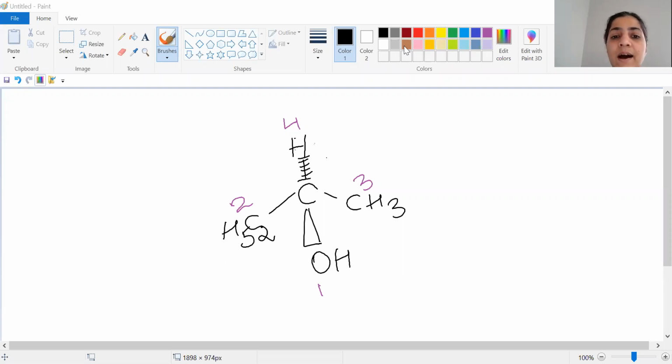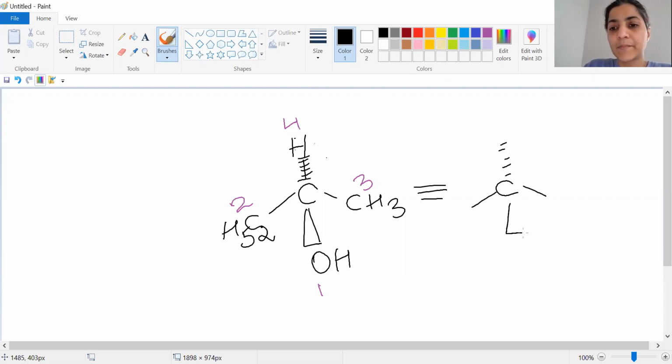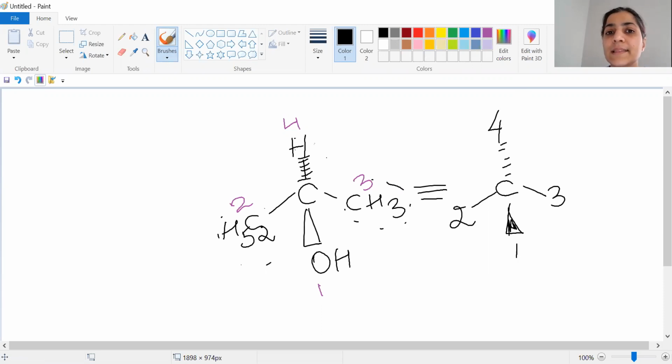Let's just say I have this molecule and I want to rewrite it in the same orientation. I keep the dashed bond at the back. I keep the wedge in the front. And instead of writing all of these groups, I can just write it as 1, 4, 3, and 2. At this point, I want to see where my number 4 is. And I see that my number 4 is indeed at the back.